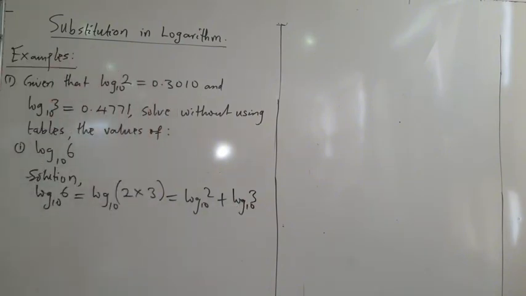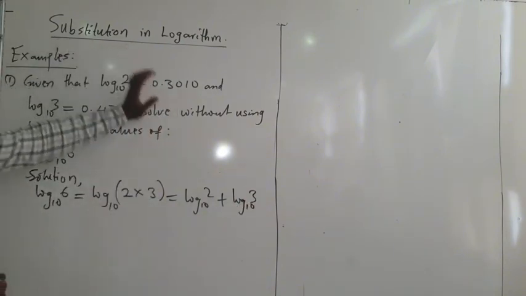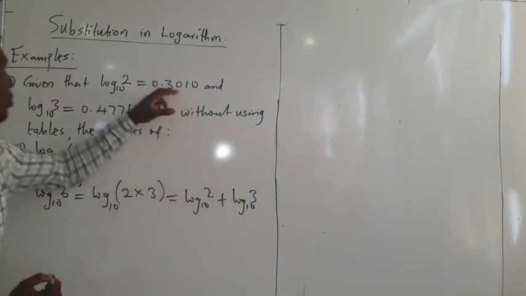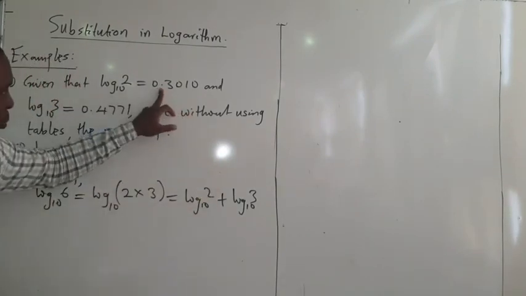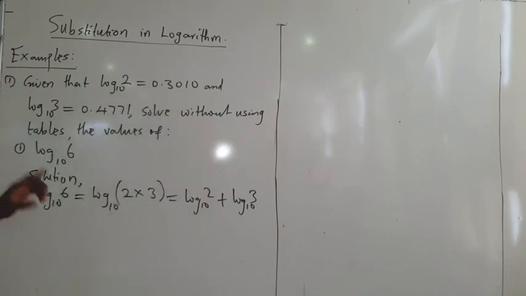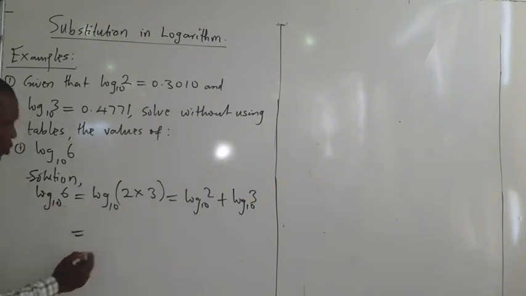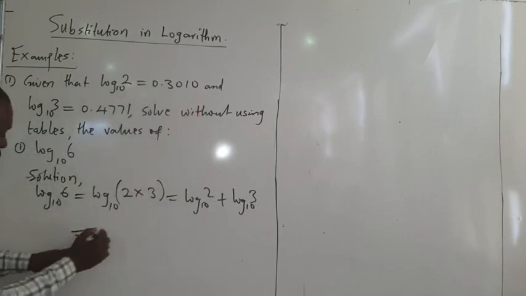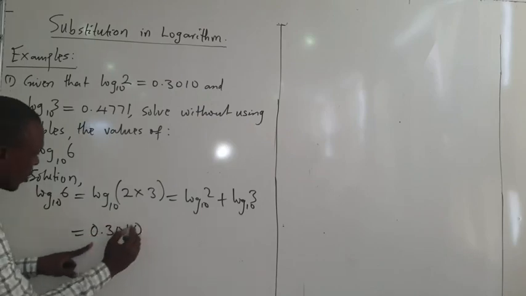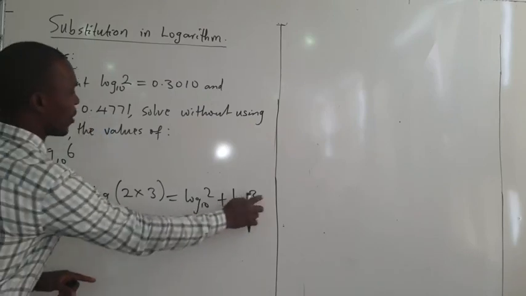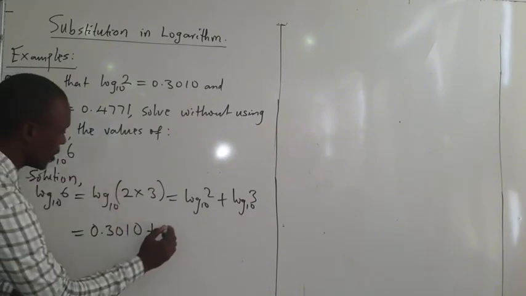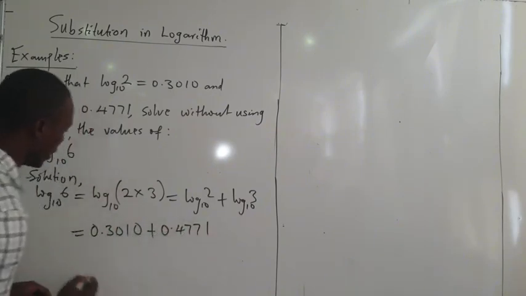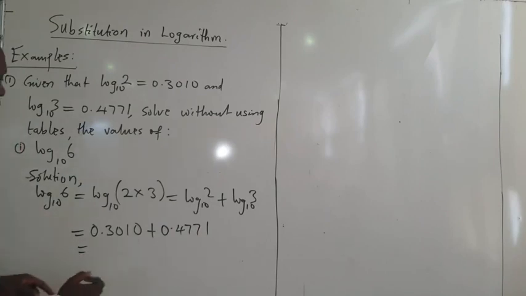Now we come to make use of substitution. In place of log 2 base 10, we are going to put the value given. And in place of log 3 base 10, we are going to put the value given. Log 2 base 10 is given as 0.3010. Then plus, in place of log 3 base 10, we have 0.4771. The next thing to do is to add the two values together.